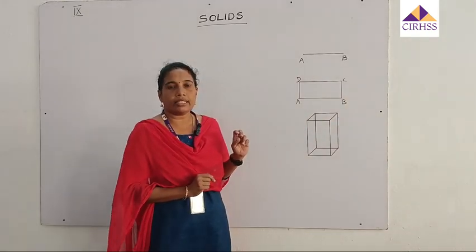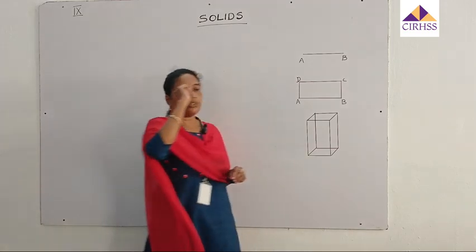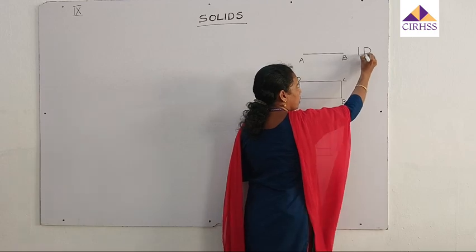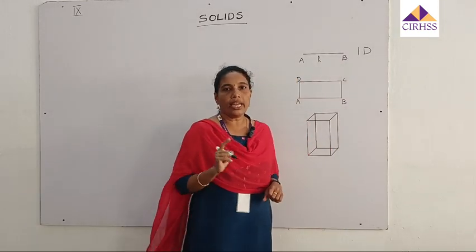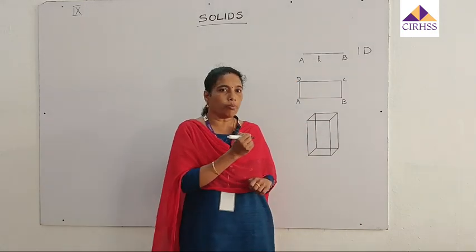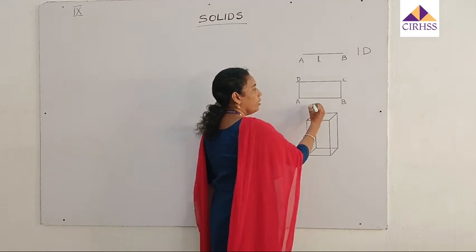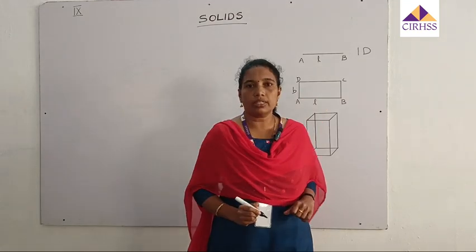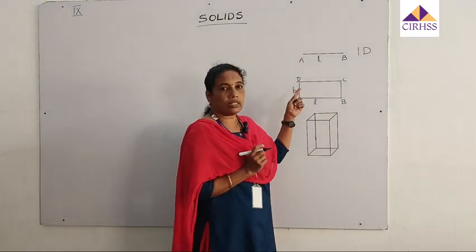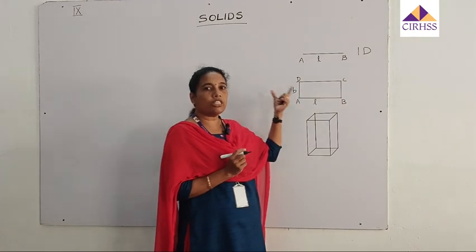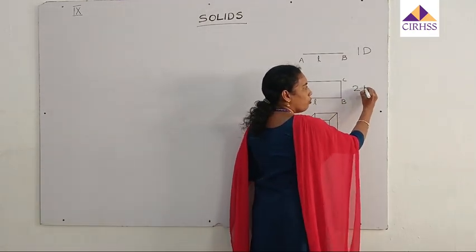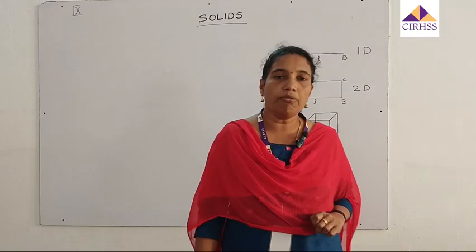How many measures are there? Yes, only one measure. So we call such figures one-dimensional figures. That is, a line has only length. It has only one dimension. Then next we add one more measure to this. So here, how many measures are there? There are two measures. Such figures are two-dimensional figures, that is, figures with two dimensions, length and breadth. So these types of figures are called two-dimensional figures.